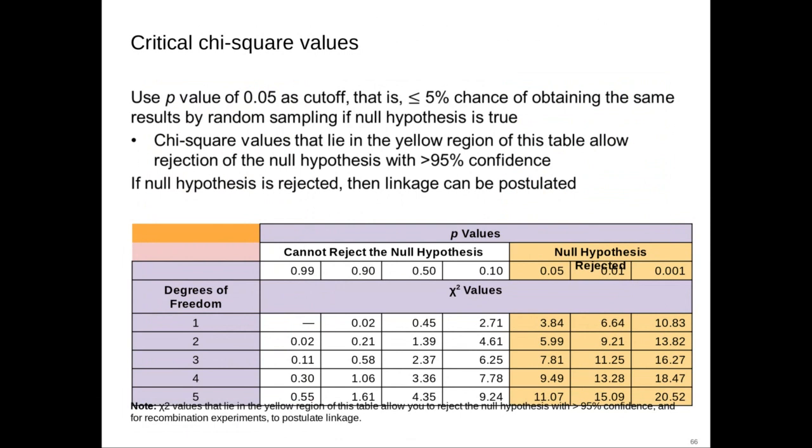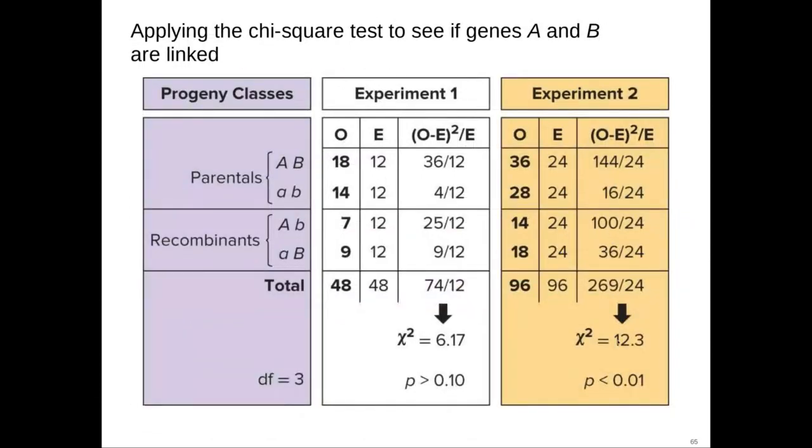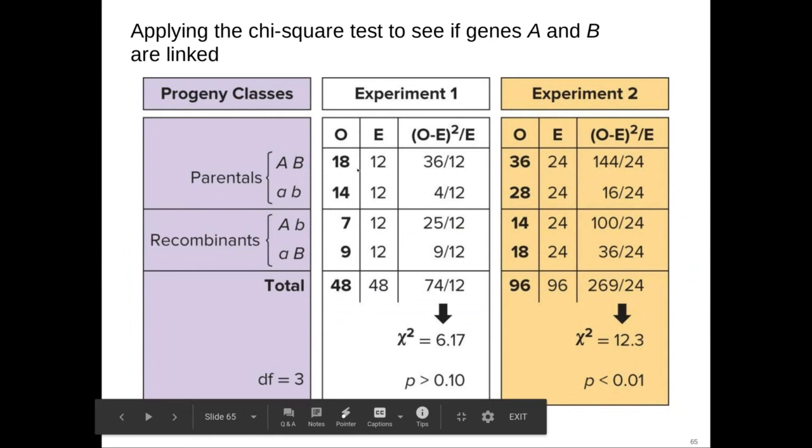So the idea, remember, with chi-square, we're mathematically testing whether what we observed is due to random chance or not. So can we reject the null hypothesis? Can we reinforce that there is linkage here? Because in this example, there's linkage mathematically supported. In this example, it's not mathematically supported that there is linkage. That's what we're getting at here.